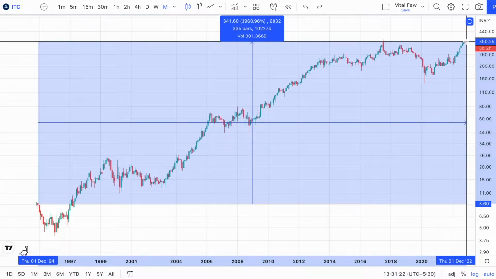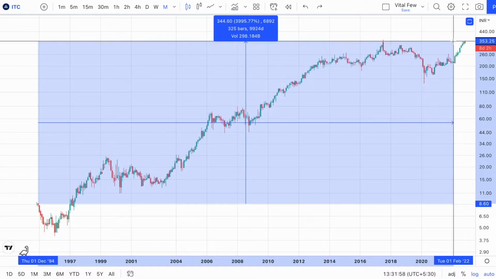It has given around 3,960% return in 10,227 days. Let's try to break it down into number of years. Dividing it by 365, we get 28 years. So 3,960% in 28 years is around 141% per year, which is excellent.